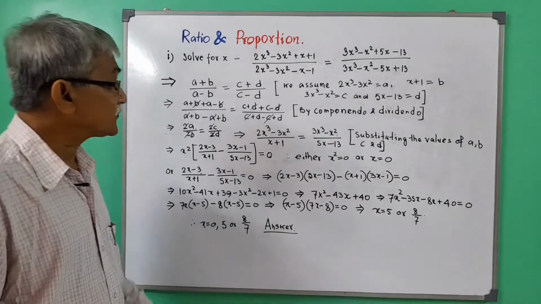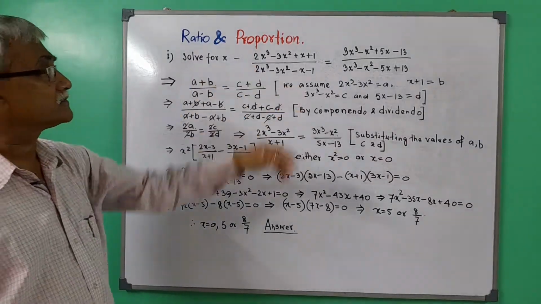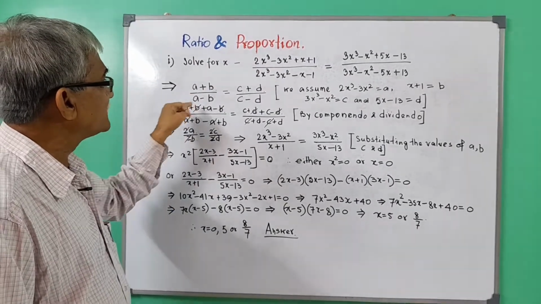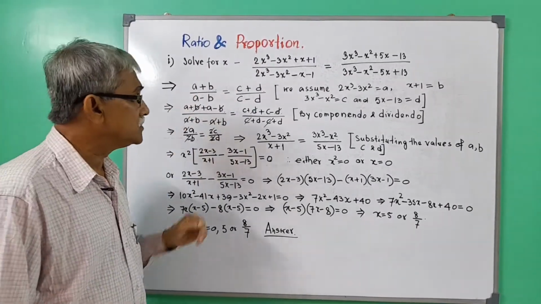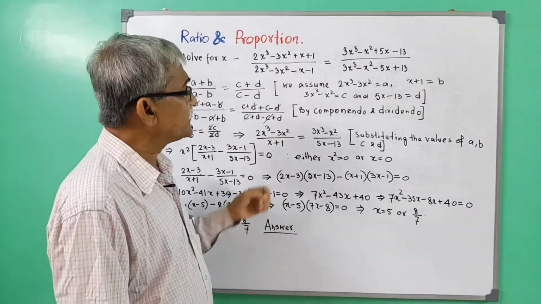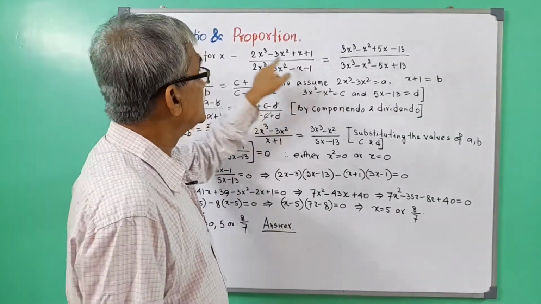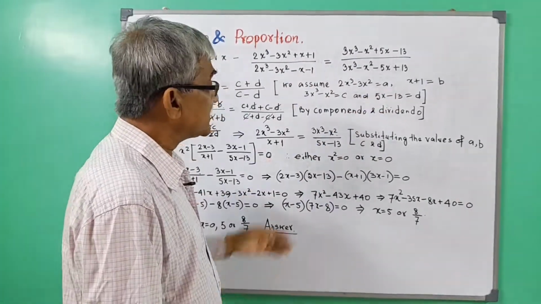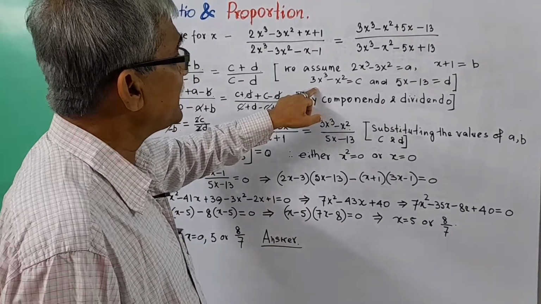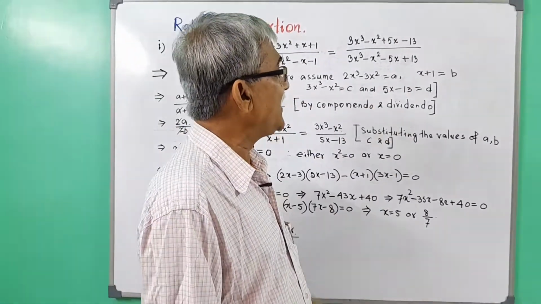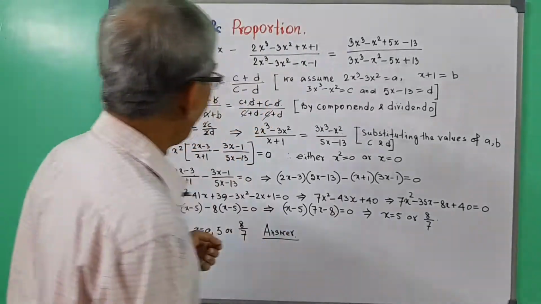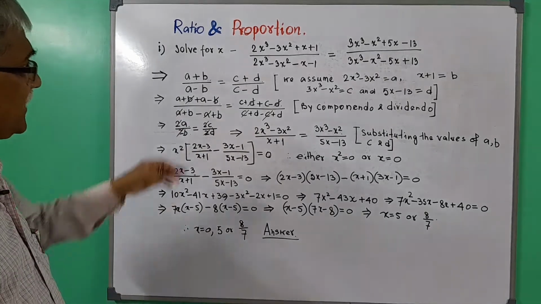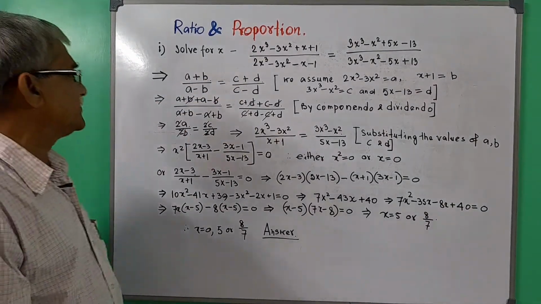Now let us work out the first sum, solve for x. This can be converted to the shortest form: a plus b by a minus b is equal to c plus d by c minus d. We have assumed 2x cube minus 3x square is equal to a, x plus 1 equals b, 3x cube minus x square is equal to c, and 5x minus 13 is equal to d. That way this has come to the reduced form of a plus b by a minus b equal to c plus d by c minus d.